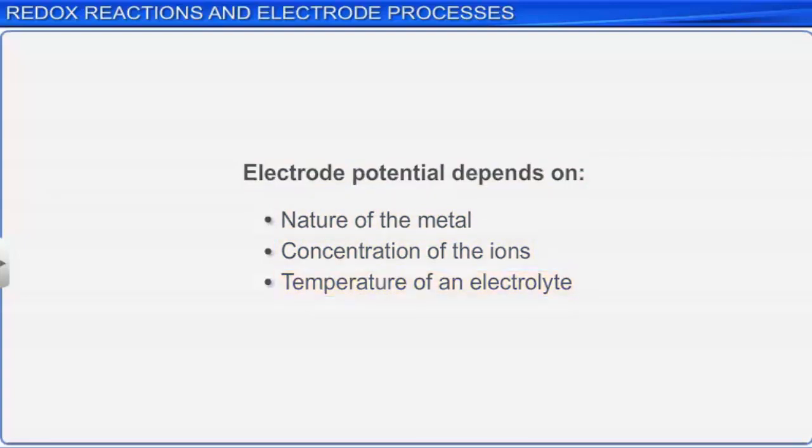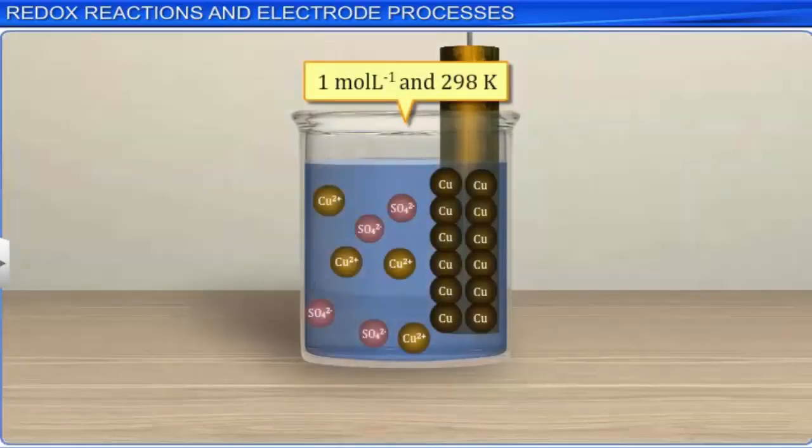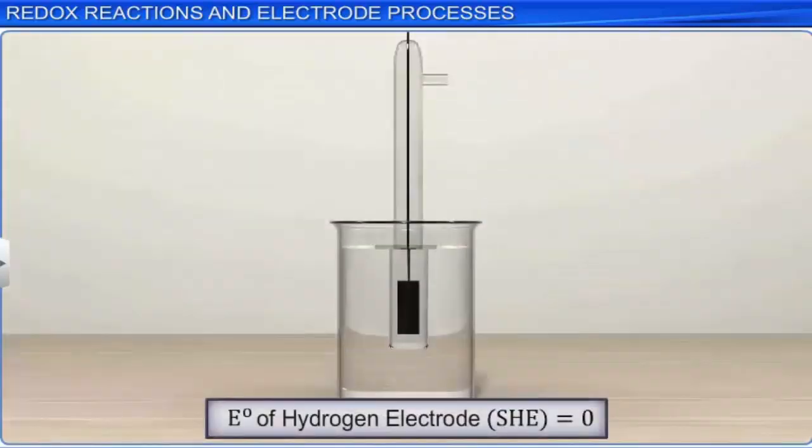If the concentration of each species taking part in the electrode reaction is taken as unity and temperature is taken as 298 Kelvin, then the potential of each electrode is known as the standard electrode potential and is represented as E0. By convention, the standard electrode potential of the hydrogen electrode is taken as 0.